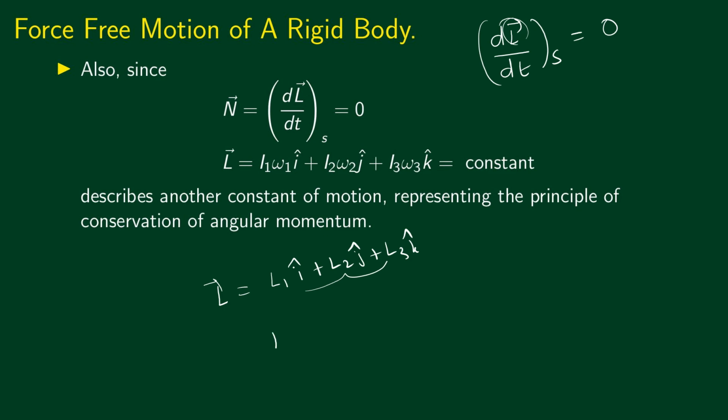Now in the principal axis, L1 is I1 omega 1, L2 is I2 omega 2 and L3 is I3 omega 3, which means that L vector equal to I1 omega 1 i hat plus I2 omega 2 j hat plus I3 omega 3 k hat is equal to a constant. Okay? So we have another constant of motion representing the principle of conservation of angular momentum. We now have two first integrals of motion which can be solved in principle to describe the force-free motion of a rigid body.